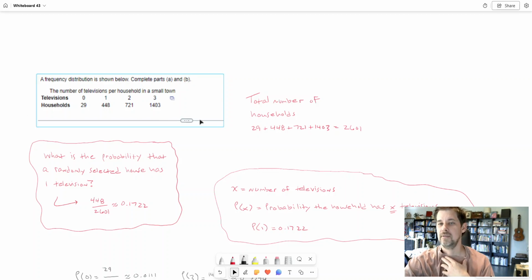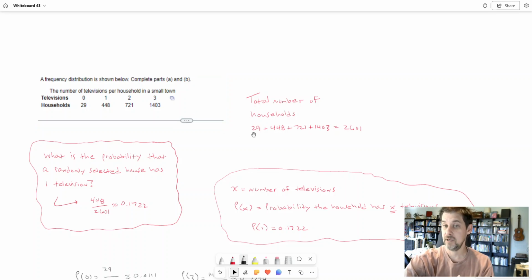So here's that data that we were originally given. And first I want to say, well, according to this data, if I'm going to calculate probabilities, I need to know how many households there are total. Because what we're thinking is they did this survey to a bunch of houses. They said, how many TVs do you have? And they tallied the data, right? So the total number of households in the sample would be 29 plus 448 plus 721 plus 1403. So that's 2601 households total. That's how many households there are that we're talking about.